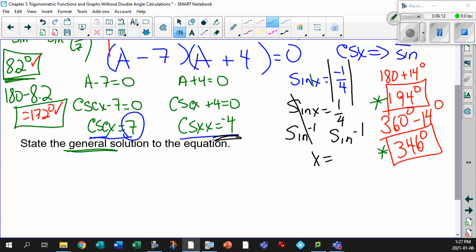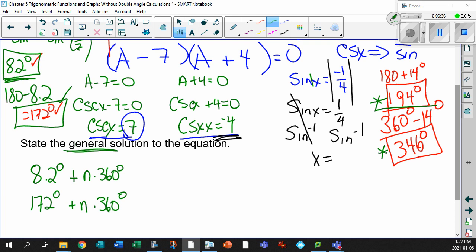The first one is this one. So you go 8.2 degrees plus n. I'll use n this time. I like using k, but the book likes using n, so I don't care. n times 360 degrees. That's the first one. This one's going to be 172 degrees plus n times 360 degrees. So multiples of 360 degrees. Then you got to do this one out here. 194 plus n times 360 degrees. And then 346 degrees plus n times 360 degrees.